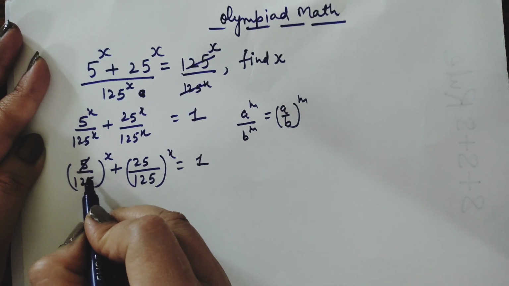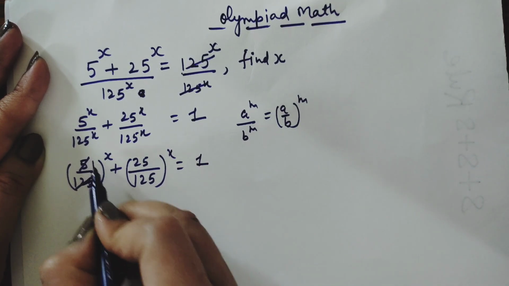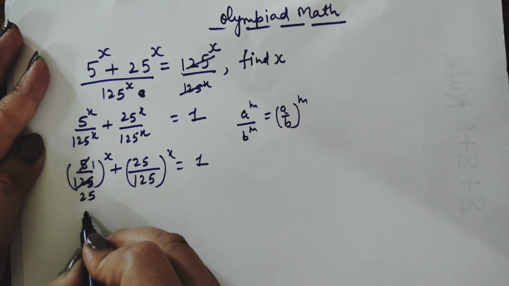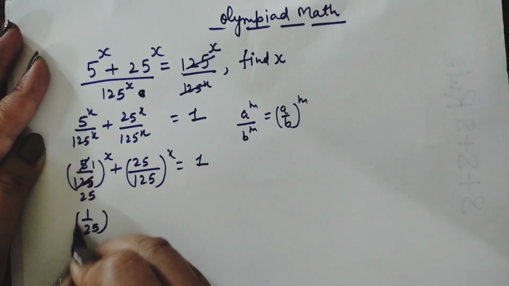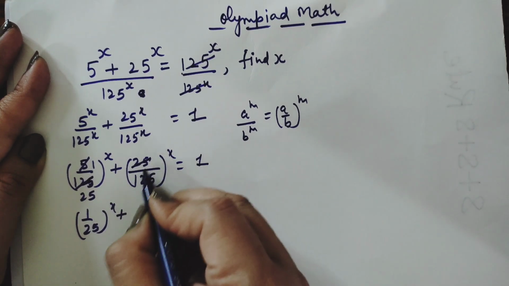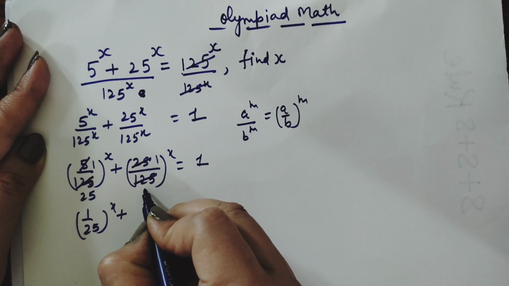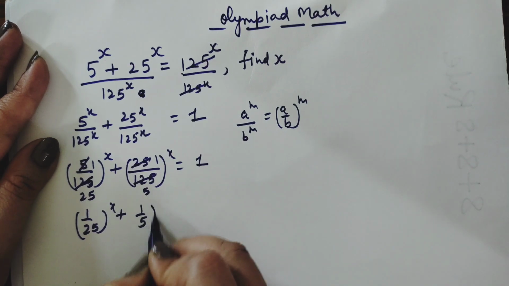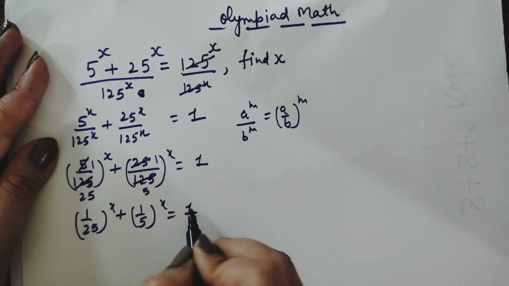This 5 cancels with 125: 5 1s are 5, 5 2s are 10, 5 5s are 25. So it is 1 upon 25 whole power x, and 25 1s are 25, and 25 5s are 125. So it is 1 upon 5 power x equals 1.